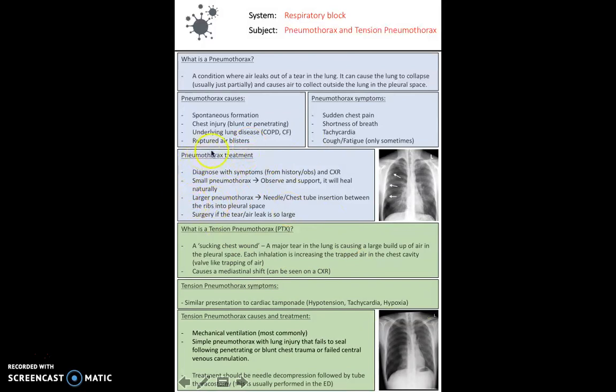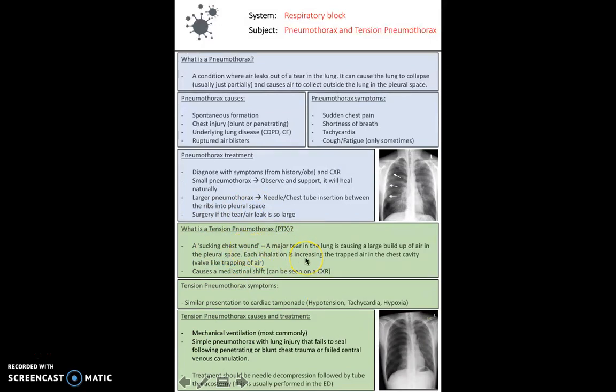In terms of management, we manage it depending on how big of a pneumothorax it is. So a small pneumothorax you'd want to observe, support, and hopefully it'll heal naturally. On the other hand, if it's a larger pneumothorax, you'll need to perform a chest drain by inserting a chest tube in between the ribs into the pleural space, and you can also perform surgery if the air leak is so large, essentially. But this is where we're heading to tension pneumothorax, which essentially is referred to as a sucking chest wound.